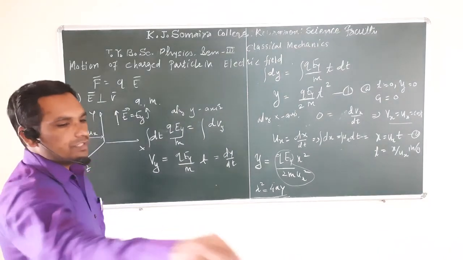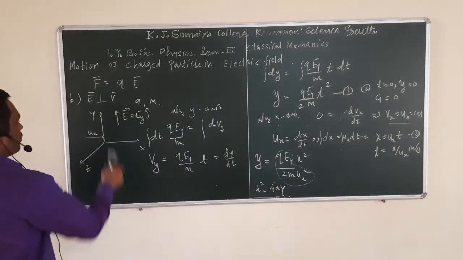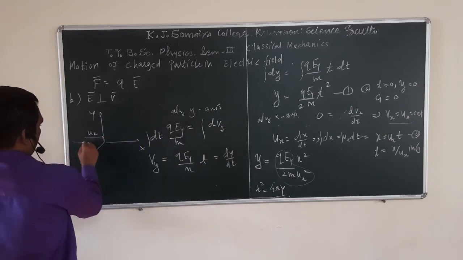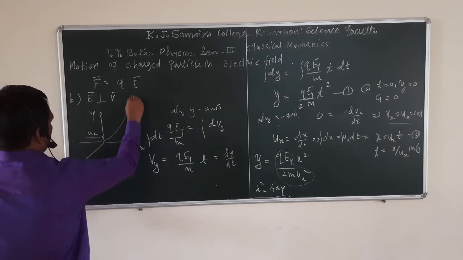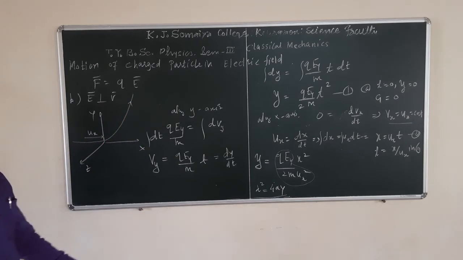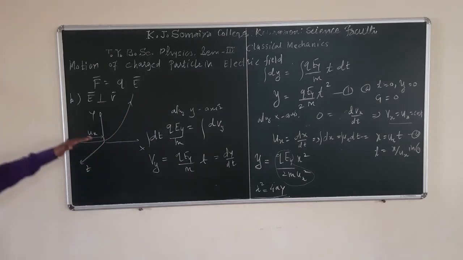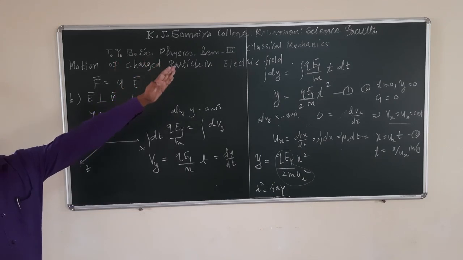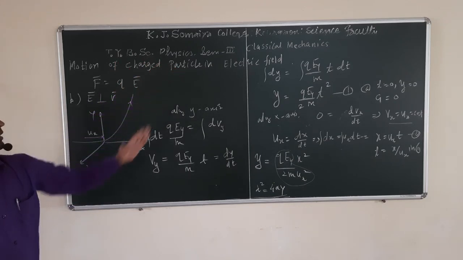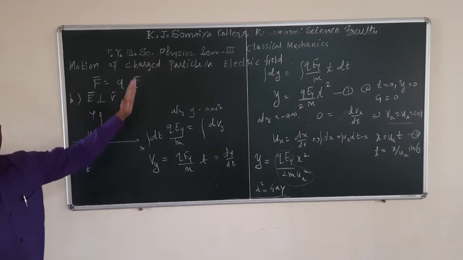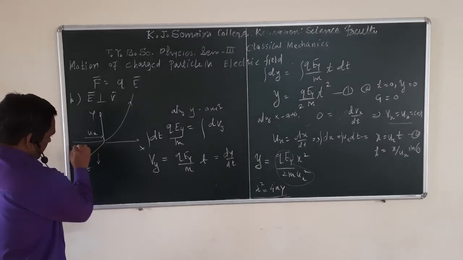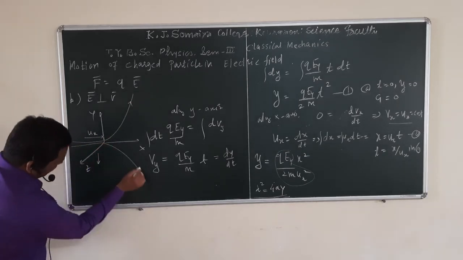Which means if you put the charged particle like this, then the charged particle comes like this and goes like this, where the electric field is applied. While going in this direction, the velocity of the charged particle goes on increasing, so the charged particle is also accelerating. If you apply the electric field in the negative direction, then the charged particle comes like this and goes like this.